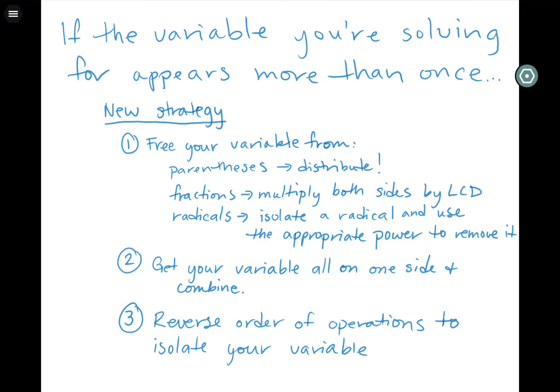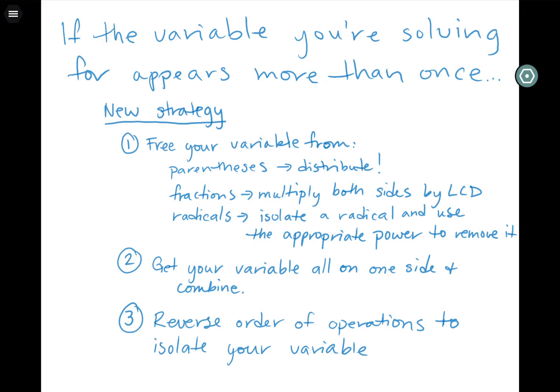So we clean up any mess. Hopefully our variables are all free and floating around in fairly simple terms. At that point, your goal is to move them all to one side and hopefully combine them to the point where you just have one. In the next section, we'll talk about what happens when you can't do that combining, when no matter what you do, there are different powers of your variable, so they're not like terms. But for now, you should be running into things where you can combine.